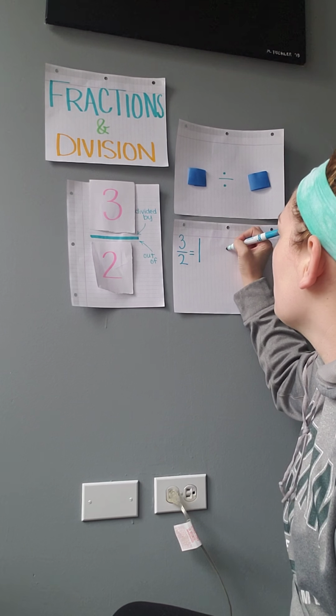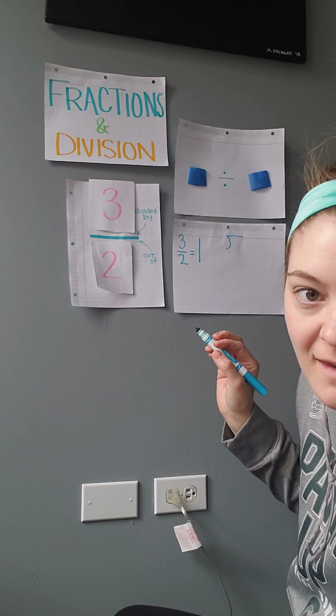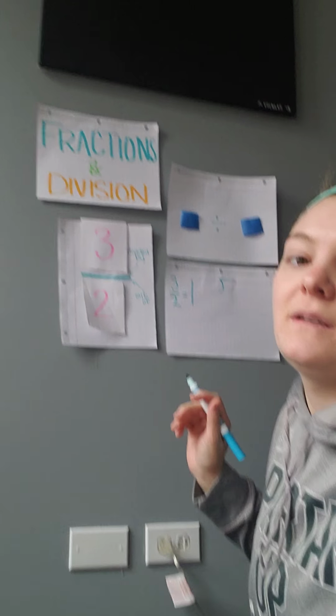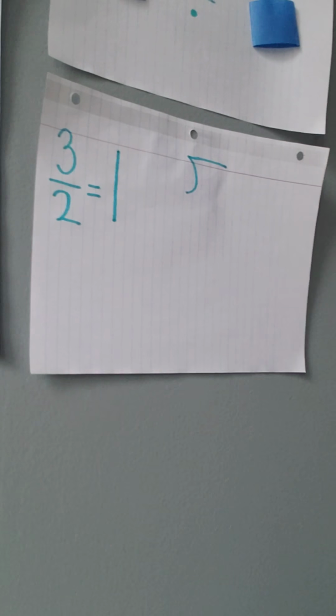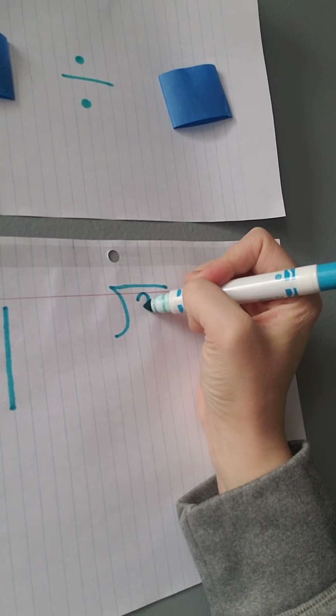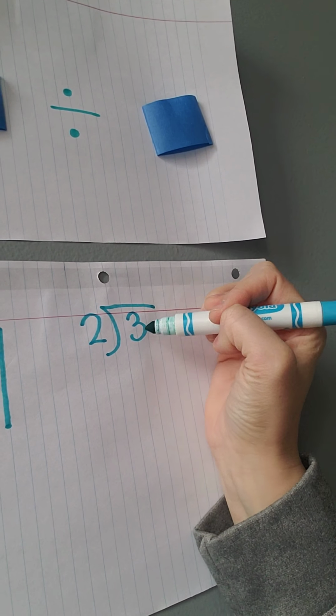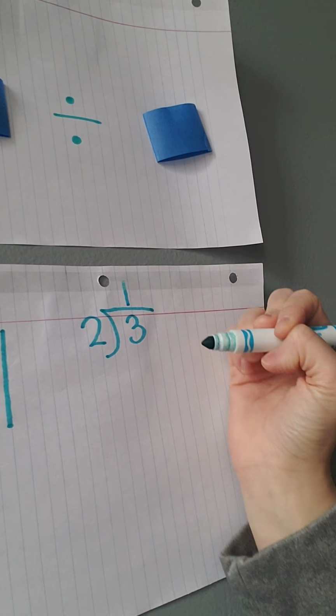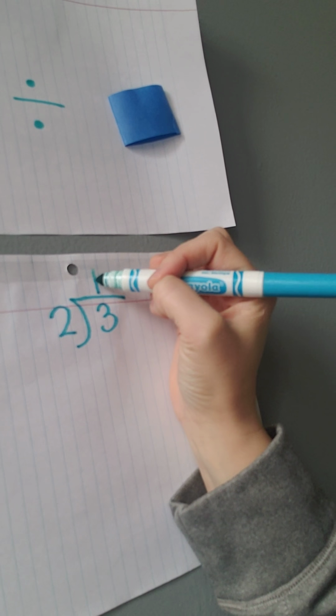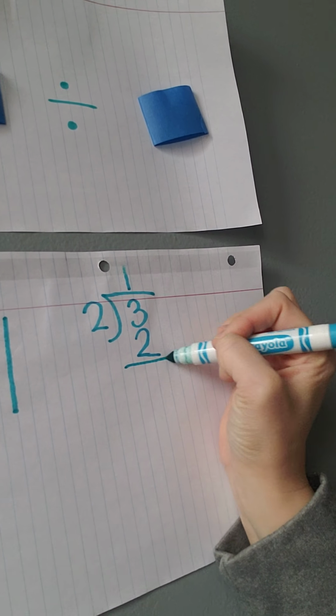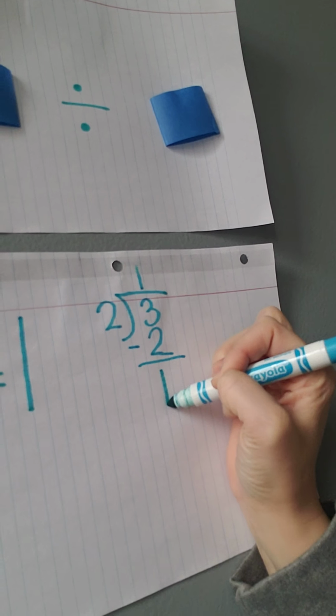Now, remember, we've got the division part too. We can do that. Let me zoom into the division part. Oh my gosh, not my face. Okay, 3 divided by 2. How many times can 2 go into 3? One whole time. Oh boy, I ran into that little plastic part. 1 times 2 is 2. 3 minus 2, what's left over?